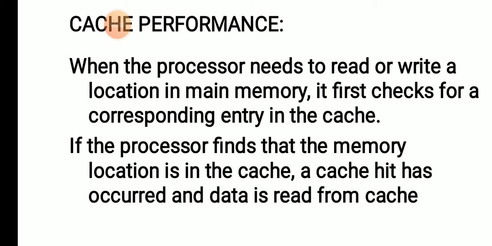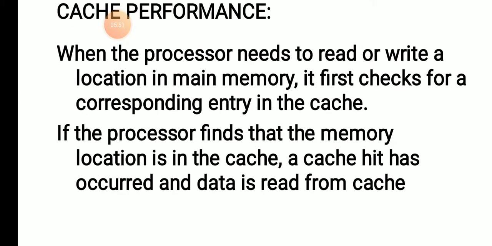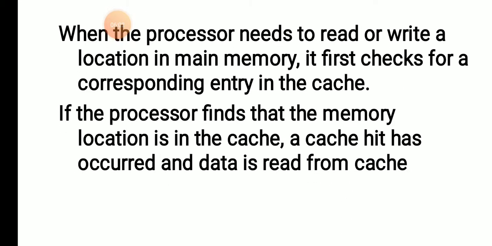whenever the processor needs to read or write a location in the main memory, it first checks for a corresponding entry in the cache. If the processor finds that the memory location is in the cache, a cache hit has occurred and data is read from the cache. So what is a cache hit? It means the processor finds the memory location in the cache, and you can read the data from the cache.